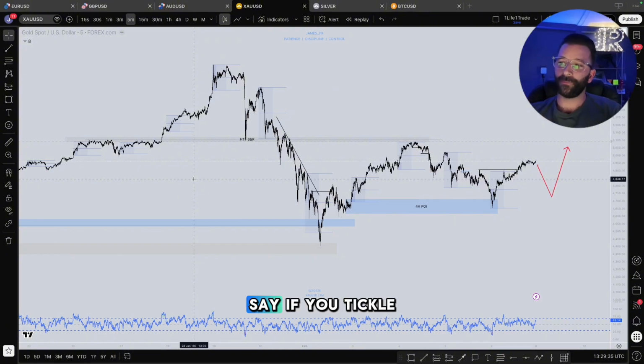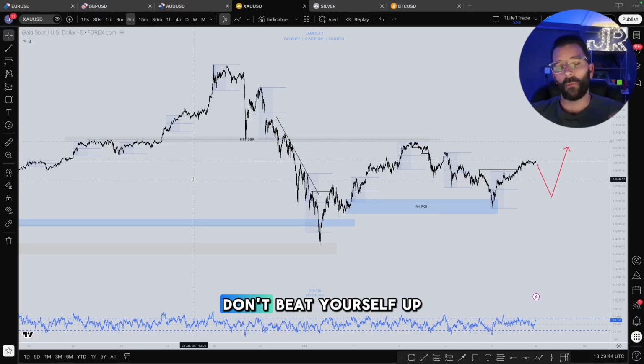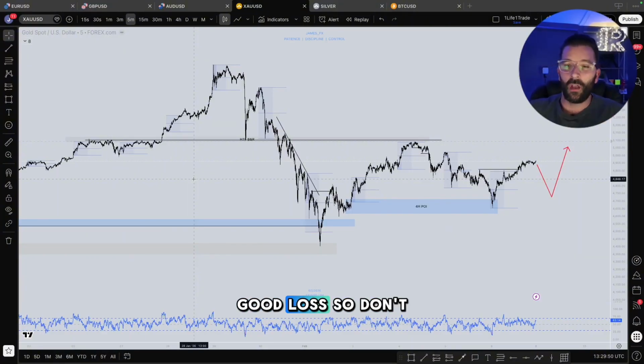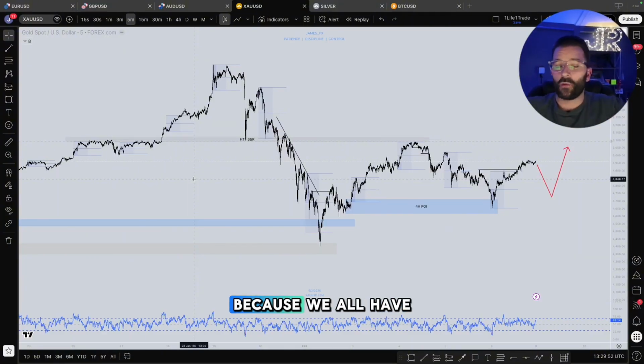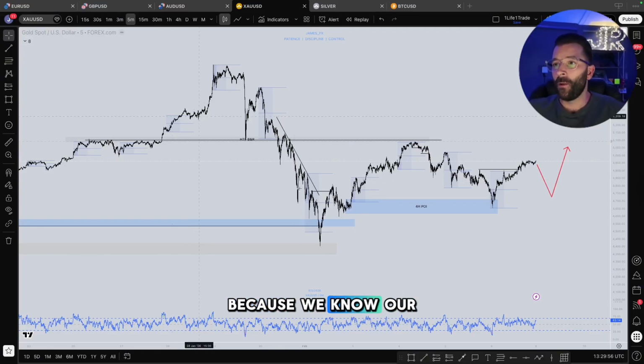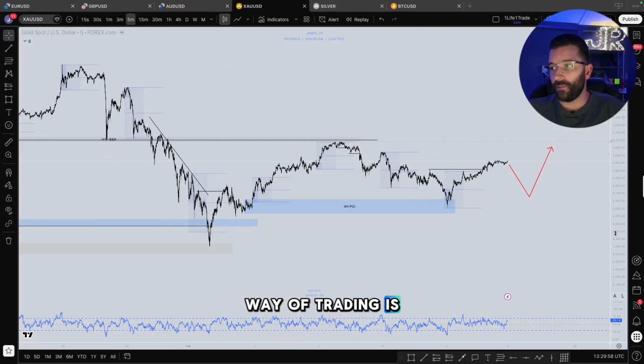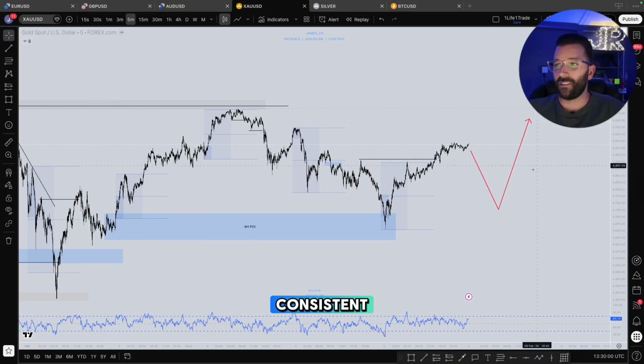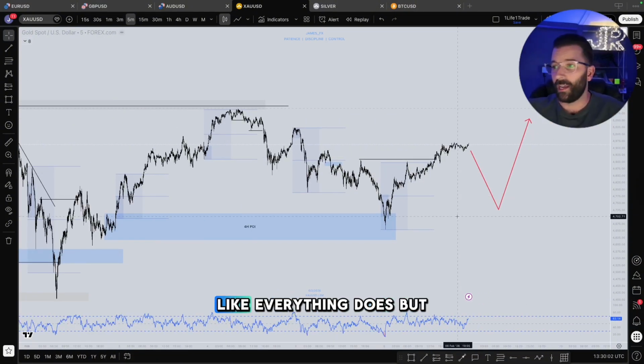And what I will say, if you tick all your boxes and you think this is a good edge and you know yourself it's a good trade and that trade loses, don't beat yourself up over it because you've ticked the boxes. That's a good loss. I know there's no such thing as a good loss, but that is a good loss. So don't beat yourself up, because we all have losses as long as you're applying your rules, because we know our way of trading is very, very profitable. It's very consistent, very profitable, but it takes losses like everything does.